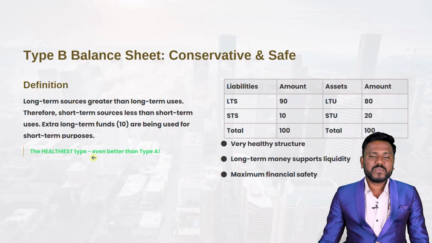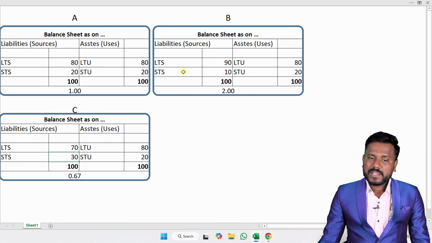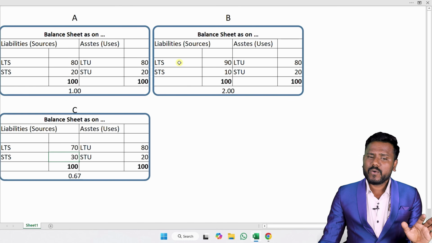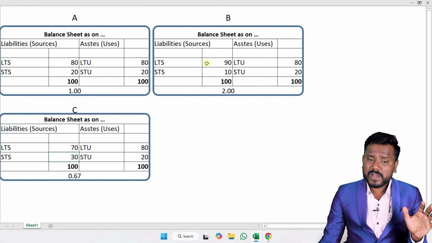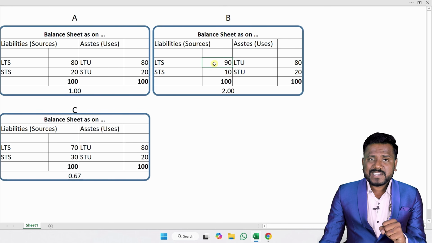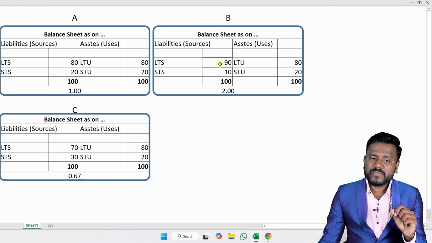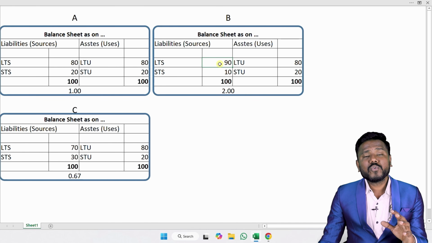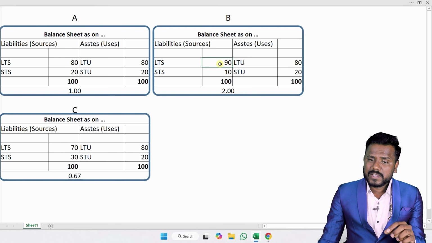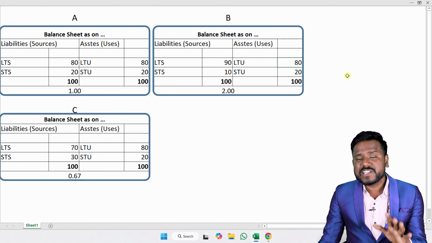What is a good company? You can see here is company B. Why are we saying company B is good? Here what they did is, they borrowed long-term sources of 90 rupees. Using these 90 rupees, they acquired the assets whatever they needed. That is LTU. So out of the borrowing in LTS, long-term sources of 90, to acquire the assets, they used only 80 rupees because that 80 rupees is sufficient.